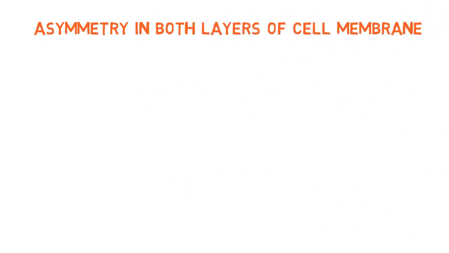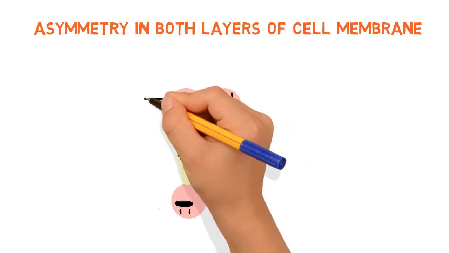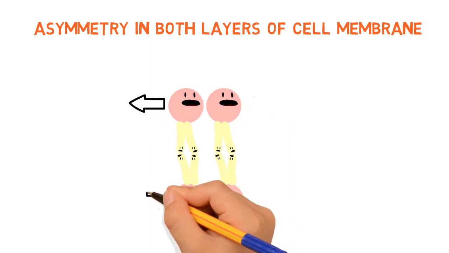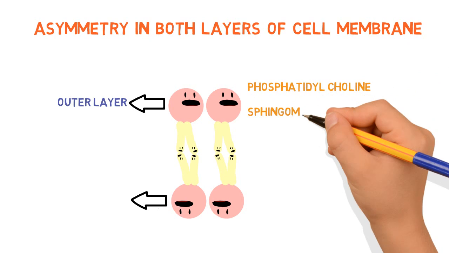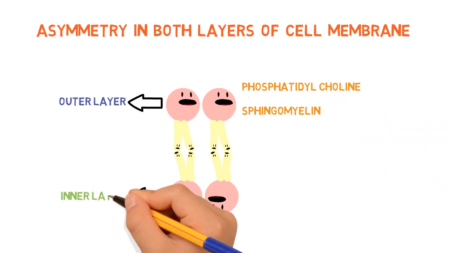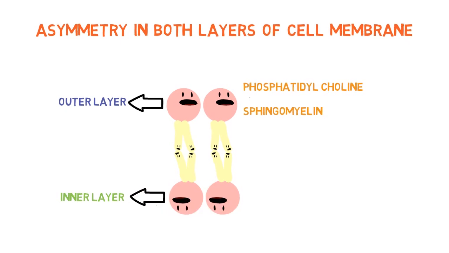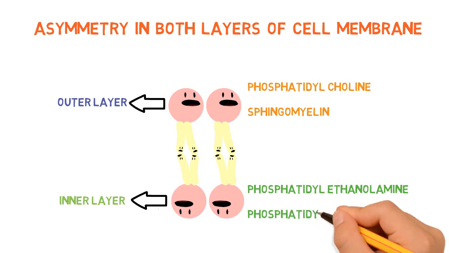As we have discussed earlier, the cell membrane consists of a lipid bilayer, but they show asymmetry in both layers. The difference lies in the type of phospholipid present in each layer. The phospholipids present in the outer layer are phosphatidylcholine and sphingomyelin, whereas the phospholipids present in the inner layer are phosphatidylethanolamine and phosphatidylserine.